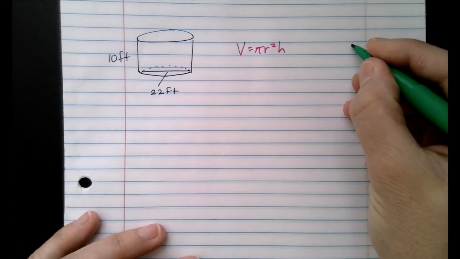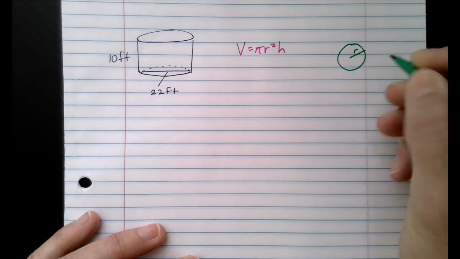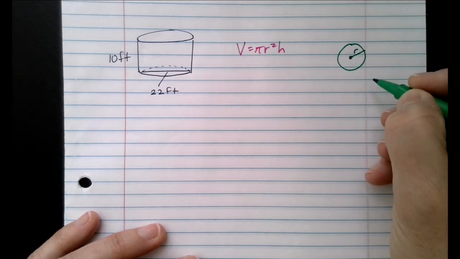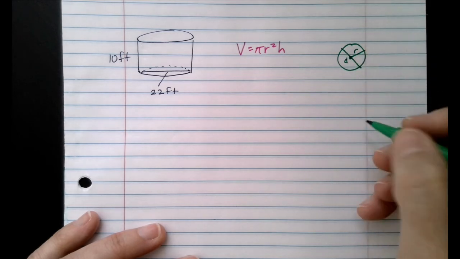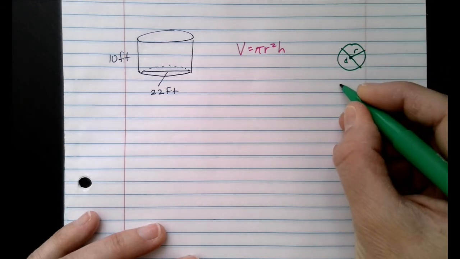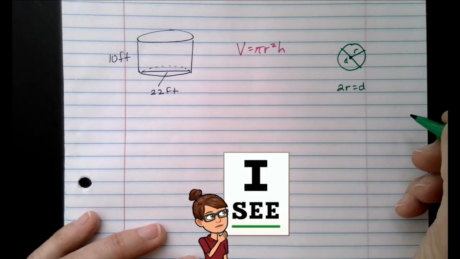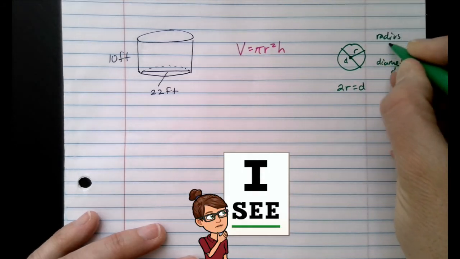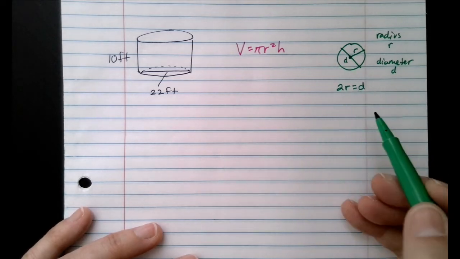So let's review what we remember about circles. The radius starts at the center and goes to one side. The diameter goes all the way through the center. So if you double the radius, you get the diameter. If you know the diameter, then you would take half of it to get the radius.